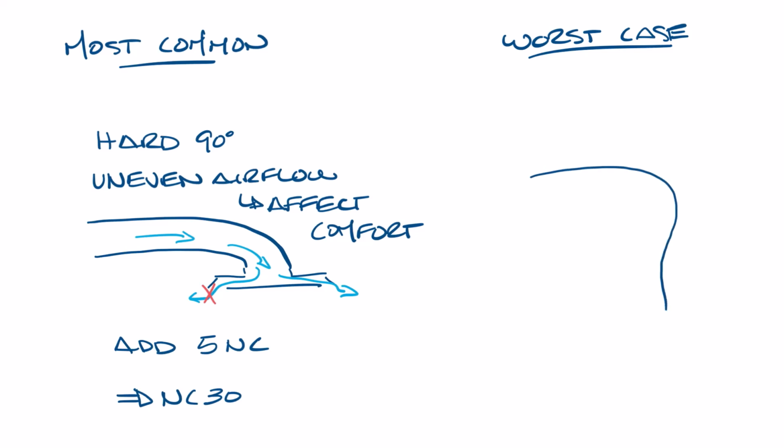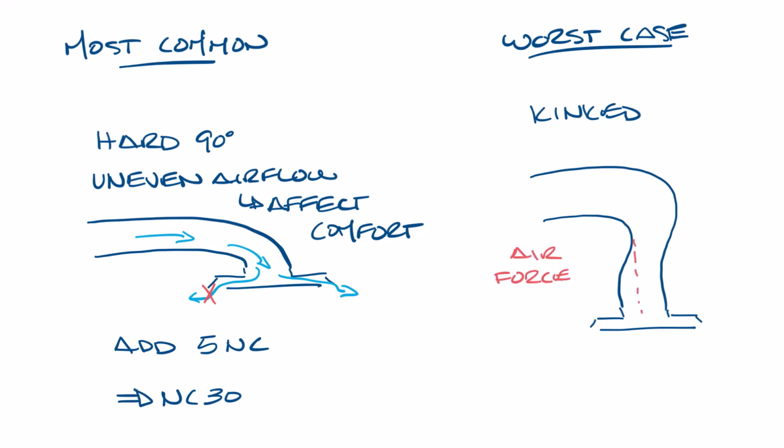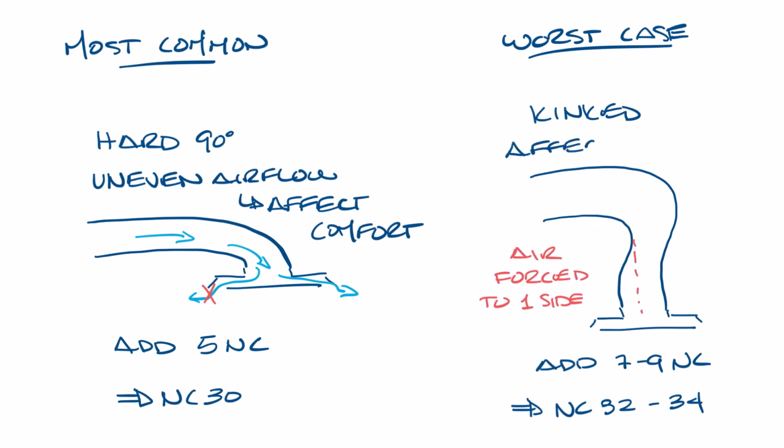Now the worst case is when flex duct is kinked, and this is pretty common too. Even a small bend like this is going to force the air to one side of the ductwork and then out one side of the diffuser. This can add 7 to 9 NC to the catalog data, so now our diffuser could be up to an NC32 or 34. This can also affect airflow and comfort in the space.